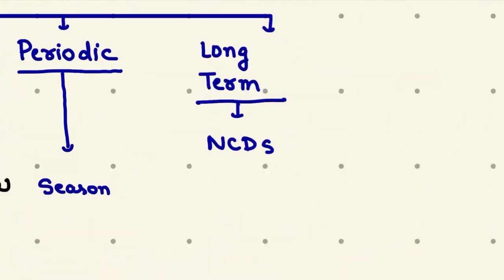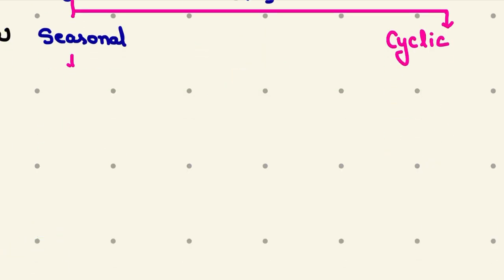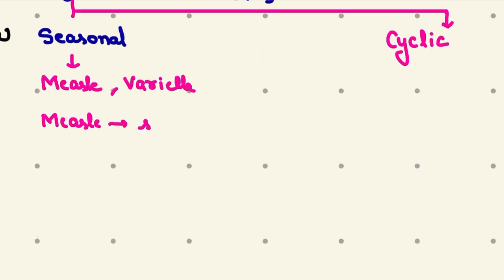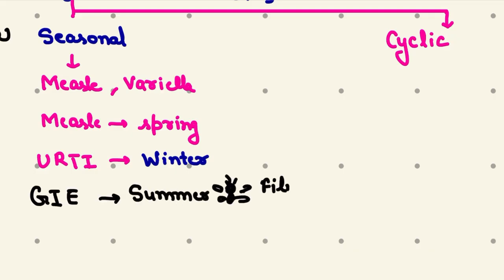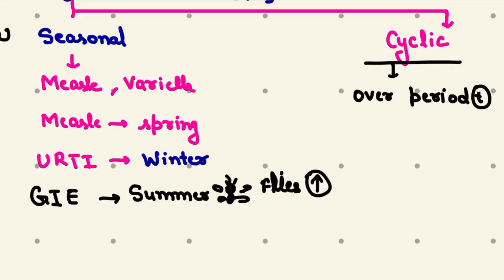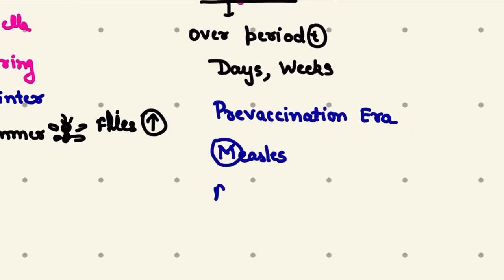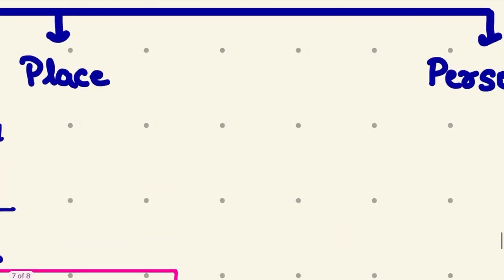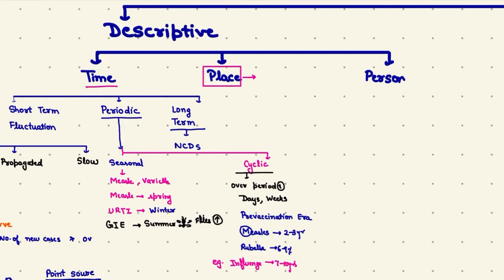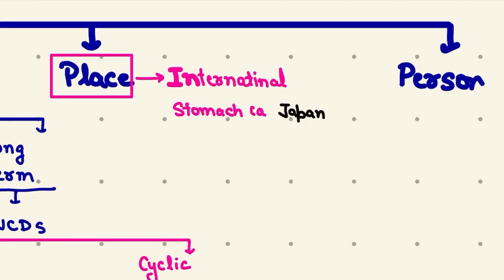Long-term fluctuations NCDs में, and periodic fluctuations can be seasonal and cyclic. Seasonal fluctuation में हमारे पास measles आता है spring में, upper respiratory tract infection in winter and GI in summer. Cyclic epidemic repeats over a period of time, days or weeks. इसके example हैं, for example pre-vaccination era में measles and rubella and influenza peak होता है हर 7 से 8 साल. Now place की बात करेंगे तो there can be international variation जैसे कि stomach cancer जापान और oral cancer इंडिया में.